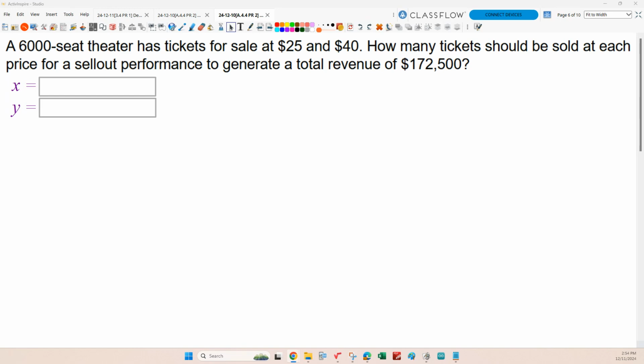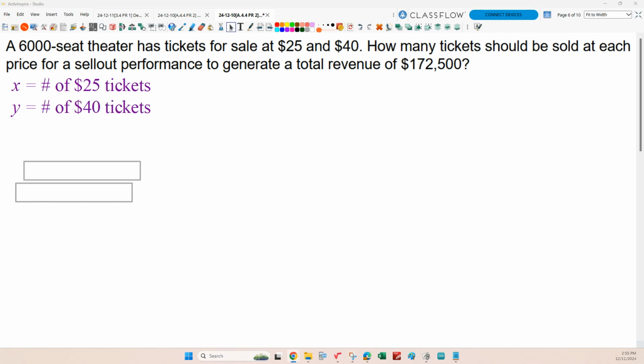So x equals what specifically? Y equals what specifically? That's not enough information. Okay, good. We want the number of $25 tickets, right? So you have to make sure you get the units in there. Are we talking about dollars or numbers of tickets? It's not dollars, it's numbers of tickets. So x is the number of cheap tickets, and y would be the number of expensive tickets, right? Does that make sense?